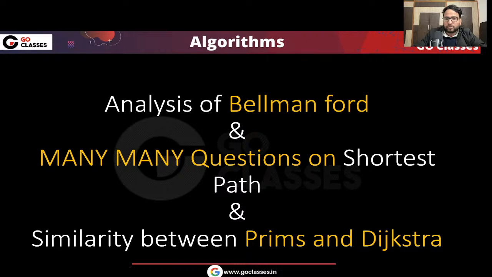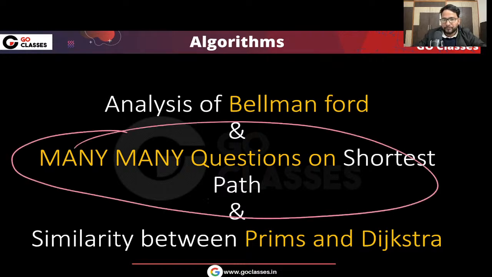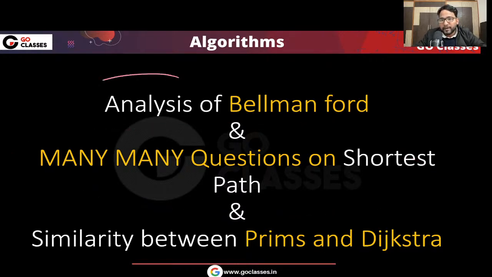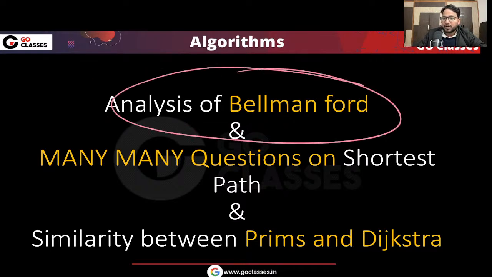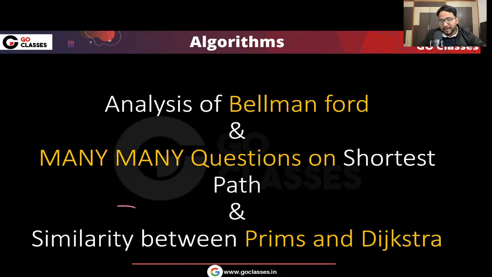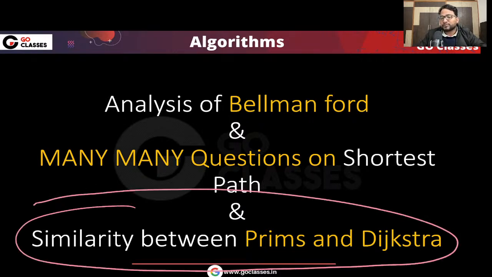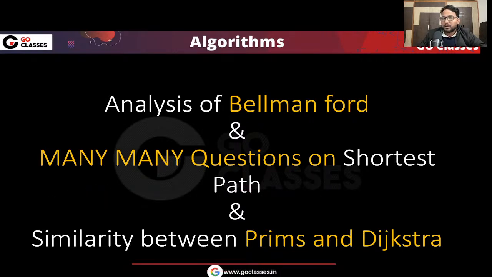So today we are going to solve many questions on shortest path, okay? And also we will do a complete analysis on Bellman-Ford. We will see why Bellman-Ford works, and also we will see the similarity between Prim's and Dijkstra, which many students don't know actually. So let's just cover all of this today.